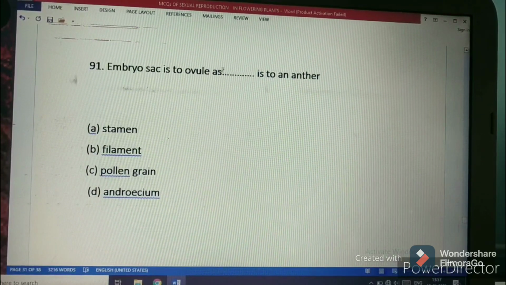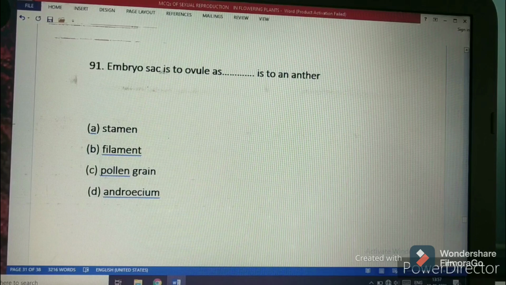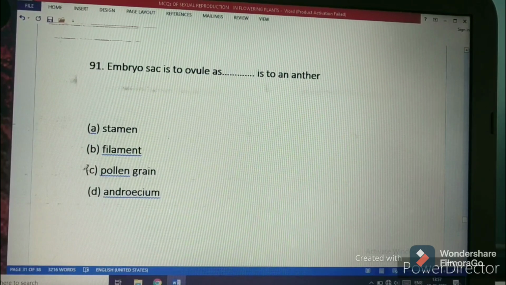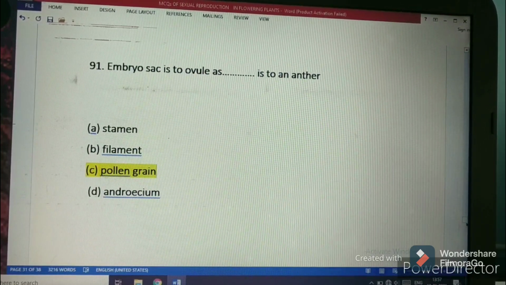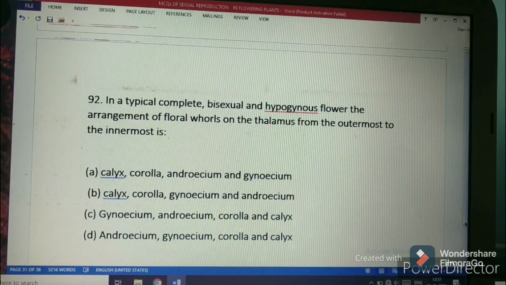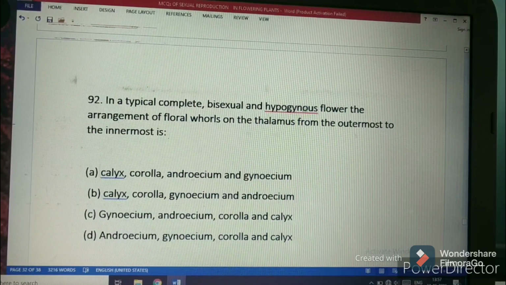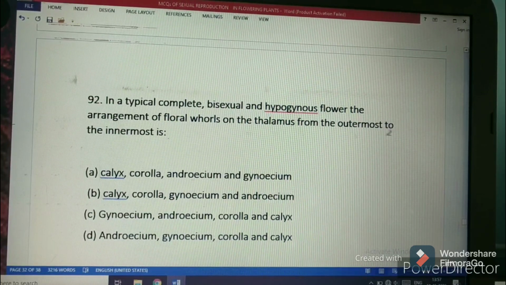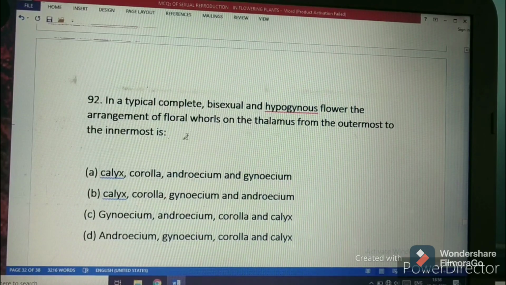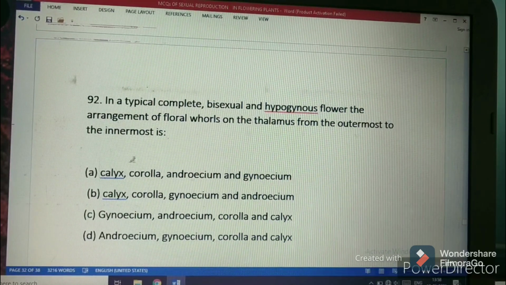Now next, embryo sac is to ovule as dash is to anther. Pollen grain. C is the correct answer, pollen grain. In a typical complete bisexual hypogynous flower, the arrangement of floral whorls on the thalamus from the outermost to the innermost is calyx, corolla, androecium and gynoecium.